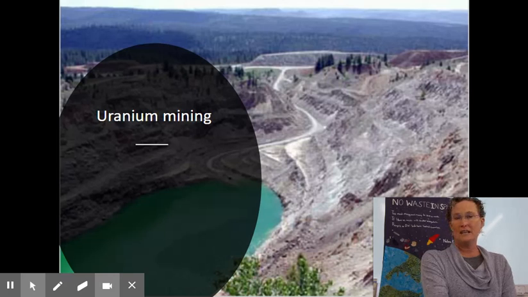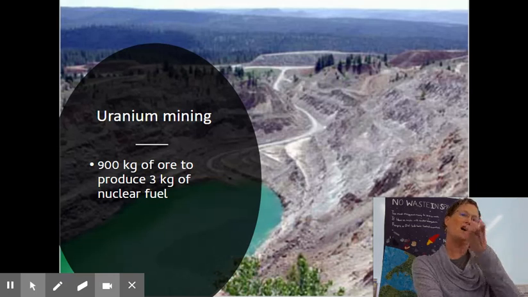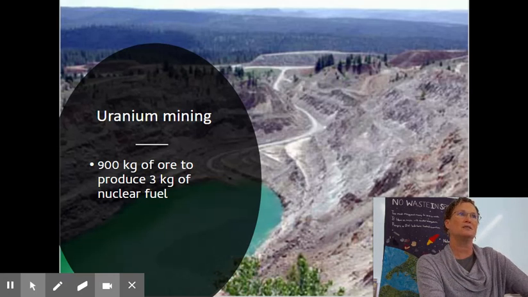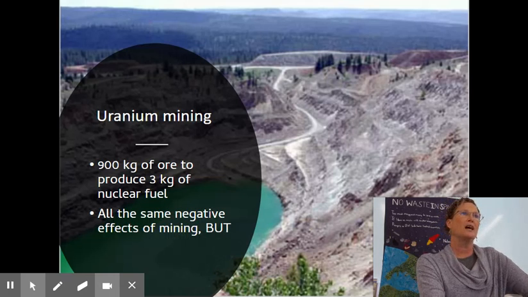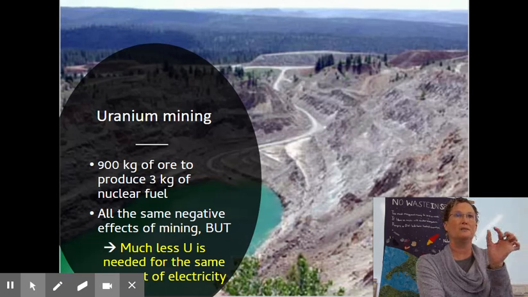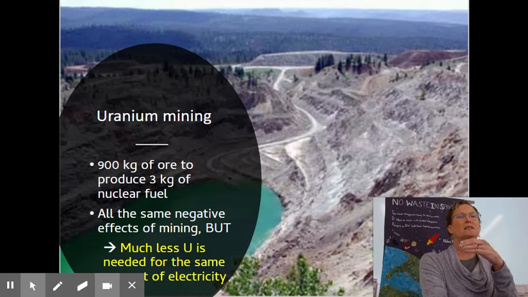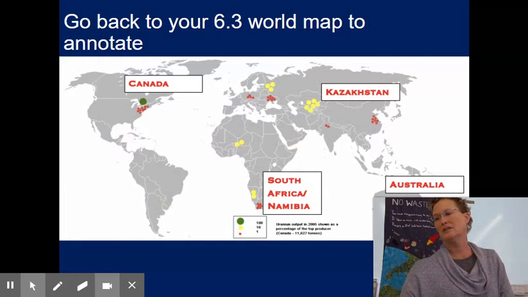So to get the uranium, you need to mine it. So 900 kilograms of ore, just the rock that you get out of the ground, can produce 3 kilograms of fuel. So you have to remove a lot of material to get the uranium. It's all the negatives of mining, except much less uranium is needed for the same amount of electricity. So you don't have to mine as much because the uranium is so much more intensely powerful. So it's not as bad as mining for coal, only because you don't need as much.